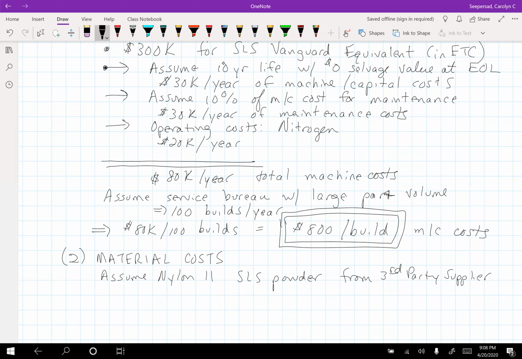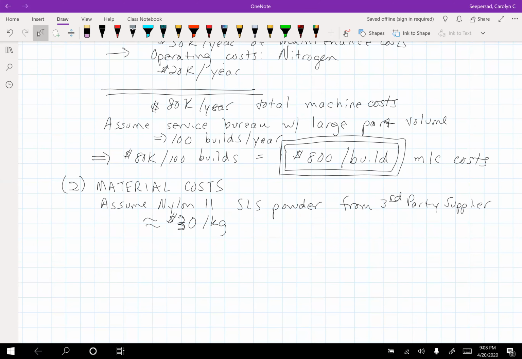Arkema, A-R-K-E-M-A, is one of the suppliers we often use here at UT to get material. So then let's assume that we can get it for $30 per kilogram, whereas I said it was 70 or 75 from 3D Systems. So the third-party suppliers are usually cheaper. So we'll assume it's $30 per kilogram.